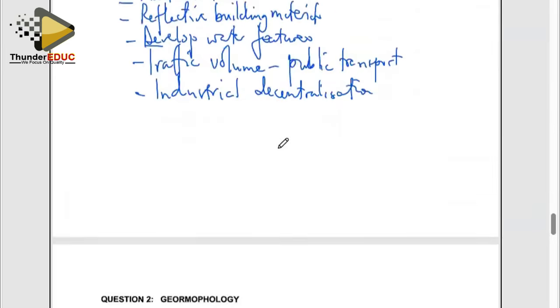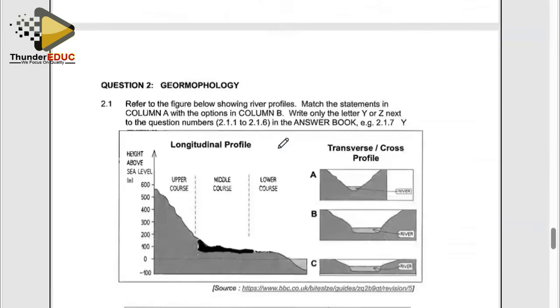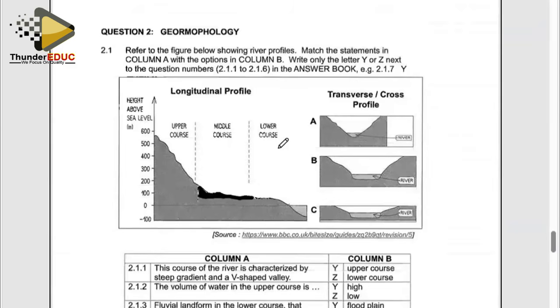Right, so the next question is focused on geomorphology. We're going to discuss just a few aspects here on geomorphology. I'm just going to explain quickly the first part before we answer the question. This is a reverse longitudinal profile on the extreme left, and we also have the reverse transverse or cross profile. What is the distinction between these two?